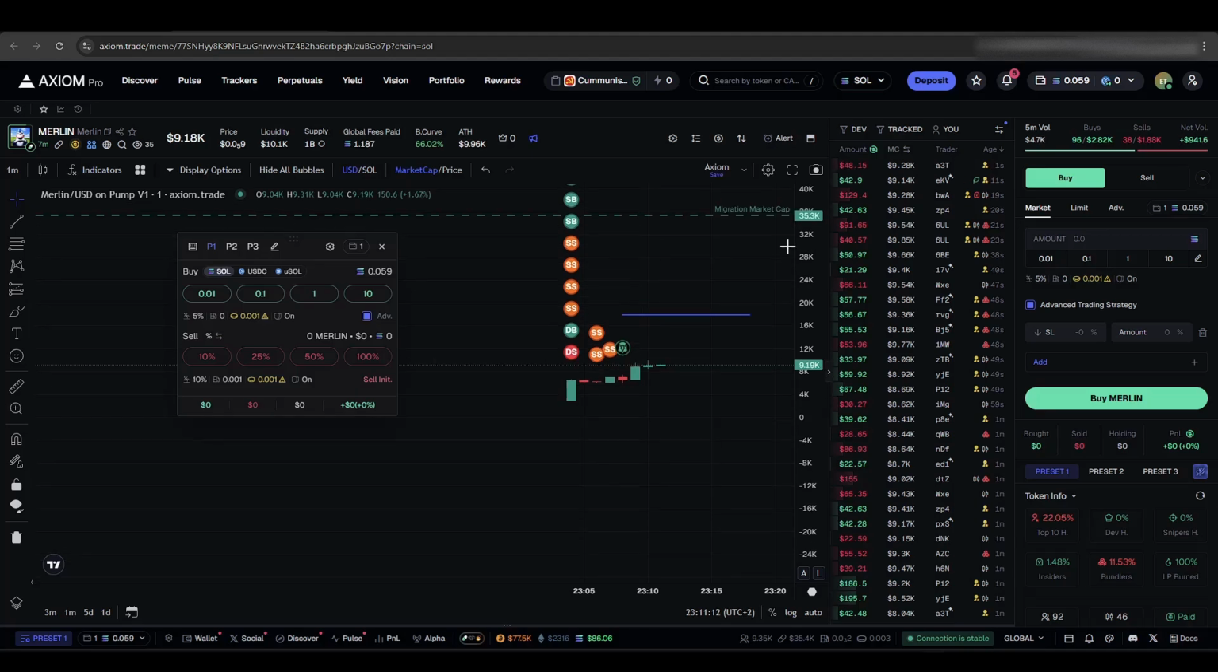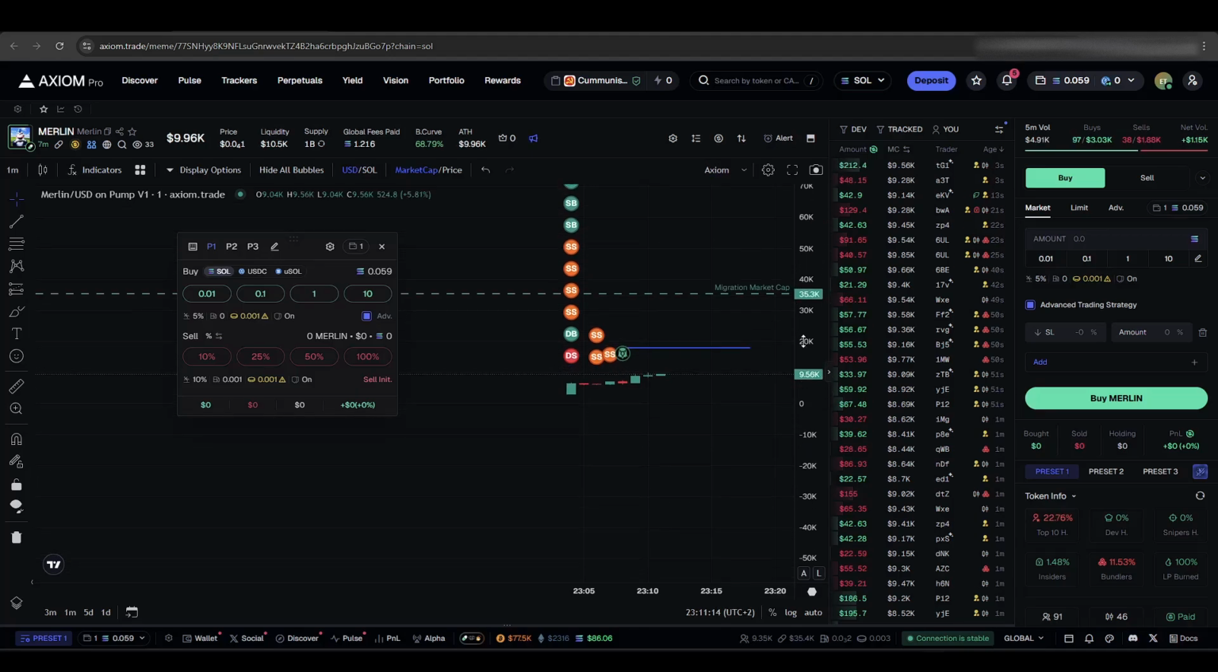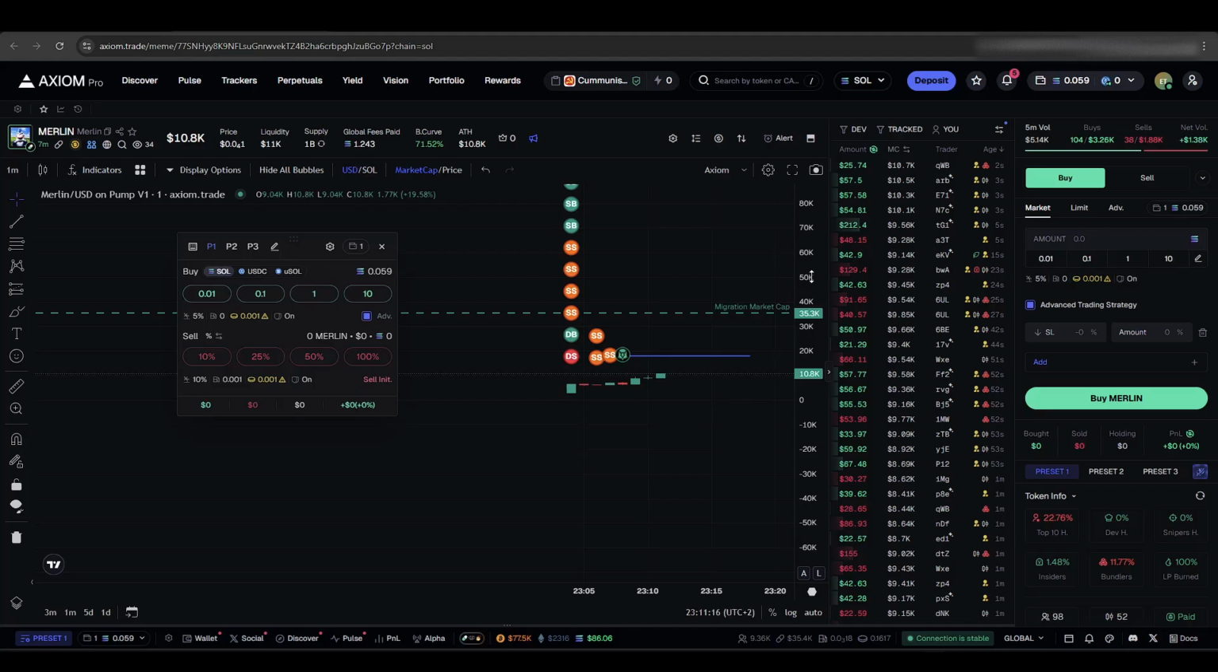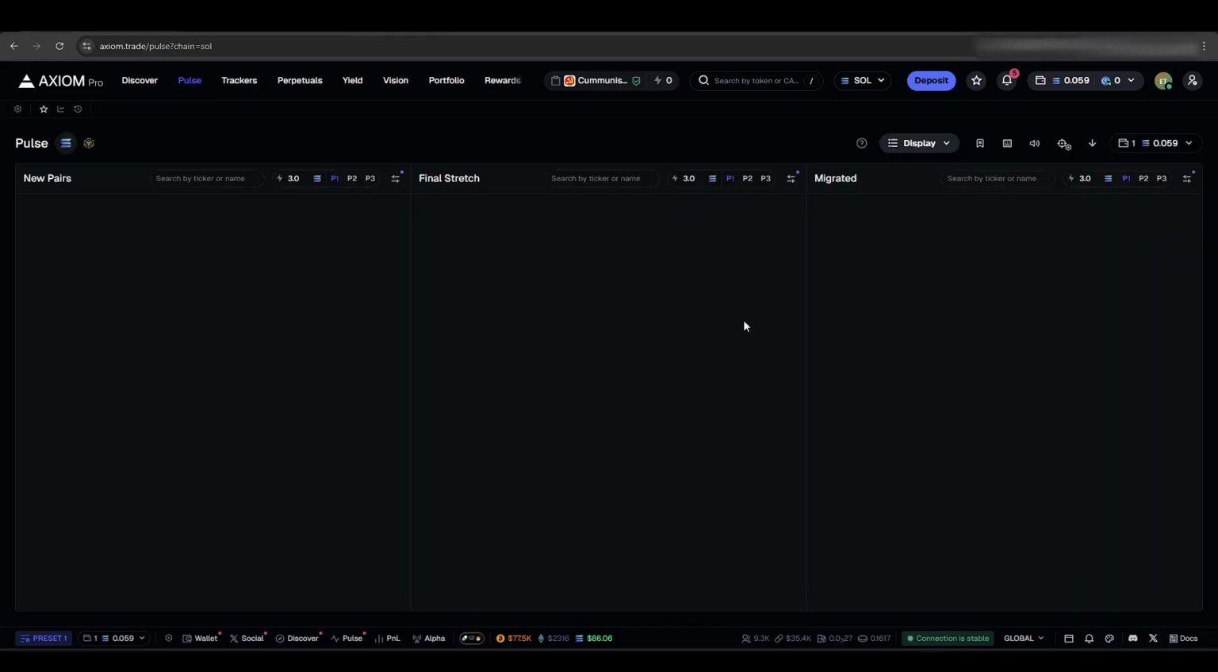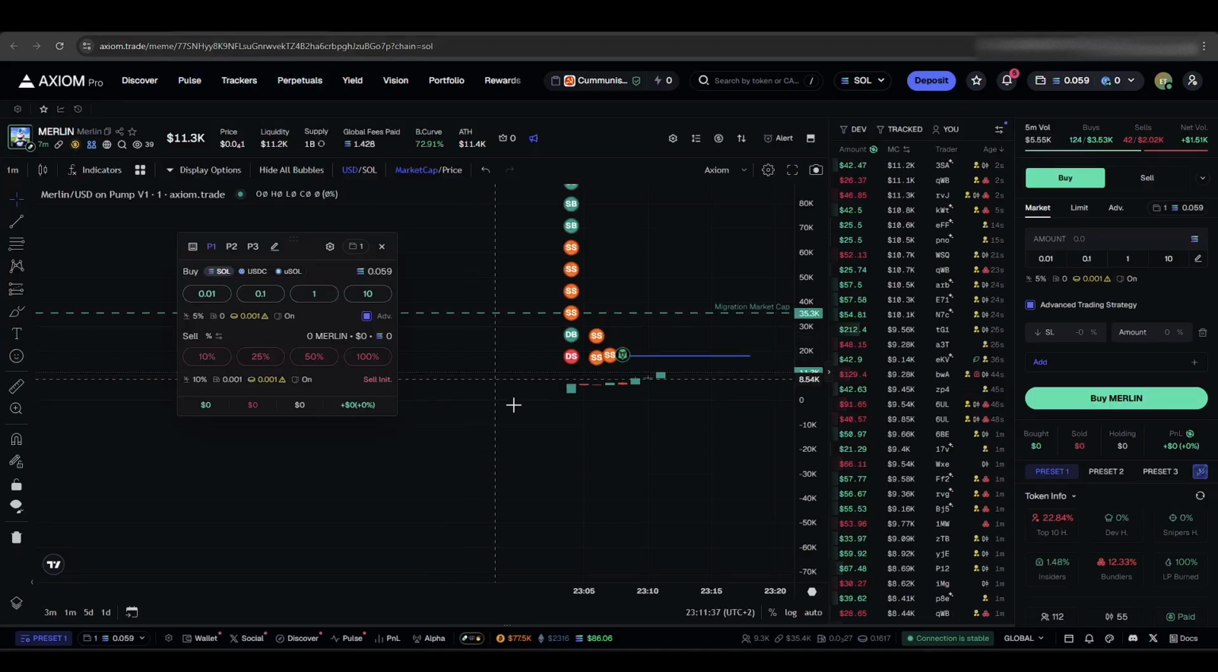Some coins, I saw coins, they go up to 100, sometimes 60, like the 50, 60 range, I would say is a realistic target for a good coin. And here you see this migration market. So as soon as we hit this threshold here, which is around 35,000 in market cap, then the coin is migrated. So it would move over to this card over there.